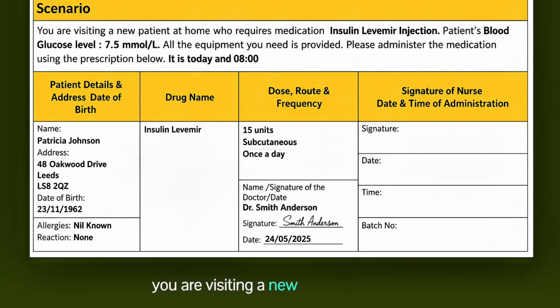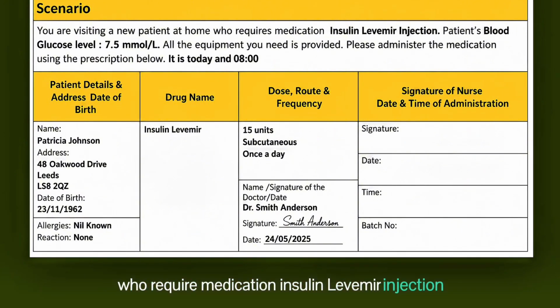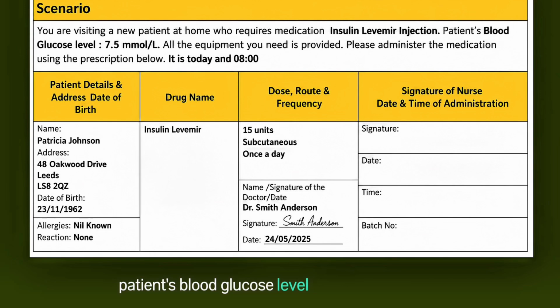You are visiting a new patient at home who requires medication, insulin Levemir injection. Patient's blood glucose level is 7.5 millimole per liter. All the requirements you need are provided. Please administer the medication using the prescription below. It's today 8. Patient name is Patricia Johnson. Address is 48 Quackwood Drive, Leeds, LS8 2QS. And date of birth is 23rd November 1962.